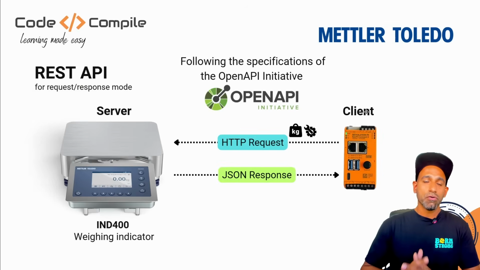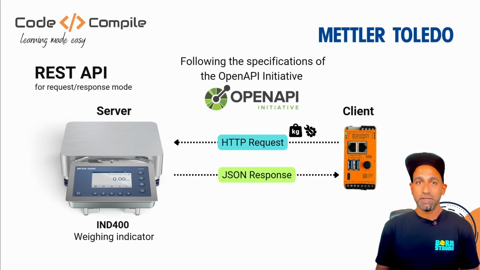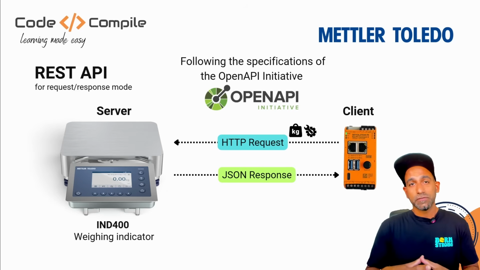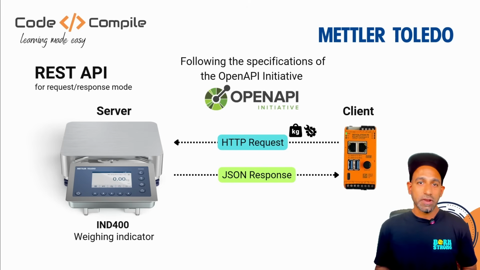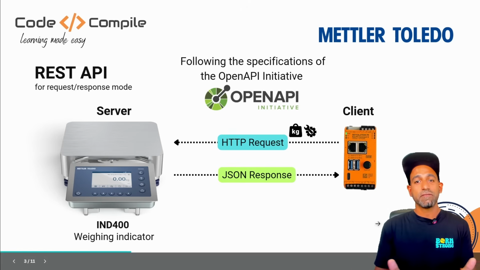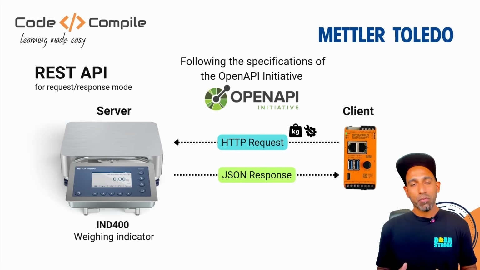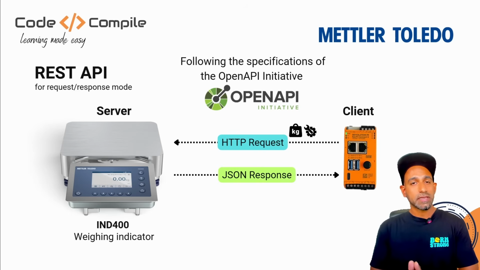The IND400, or Mettler Toledo, follows the OpenAPI initiative. This means they follow a blueprint, a standardized way of communication, a standardized way of writing the URLs, handling the authentication and the scripts. It's quite standard, so if your developers are already using OpenAPI, it's quite easy to integrate this device in your software architecture. So what is happening here? We have a client, which is a Revolution Pi. You can have any client, or you can also have a web app. This client is going to send a request to the IND400. Based on the request, it will send a response back to the client. This is how REST API works: request and response mode.